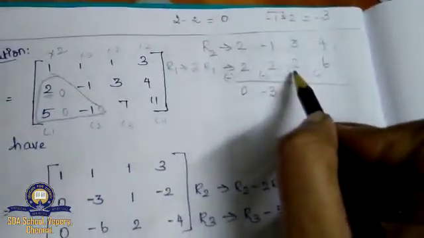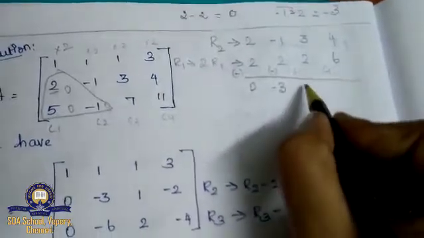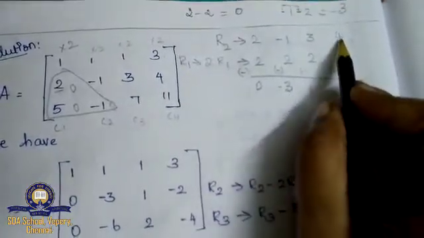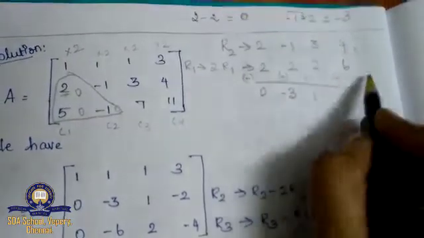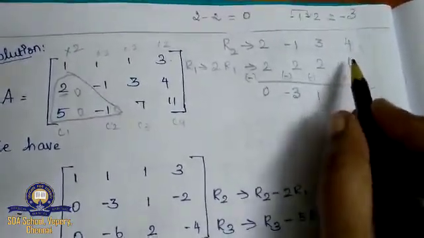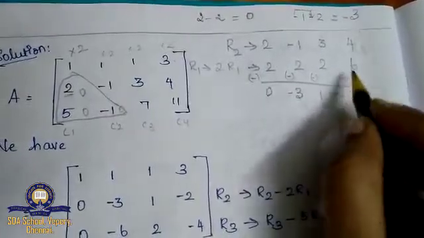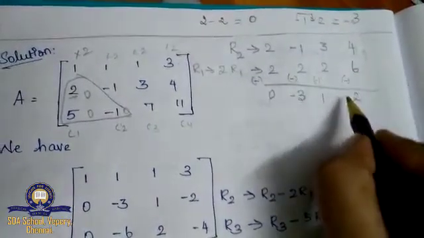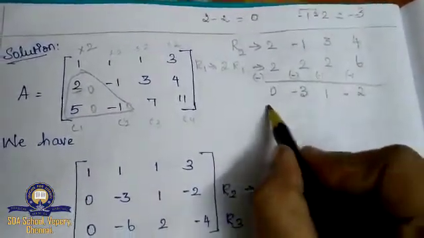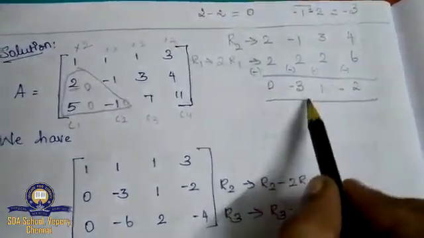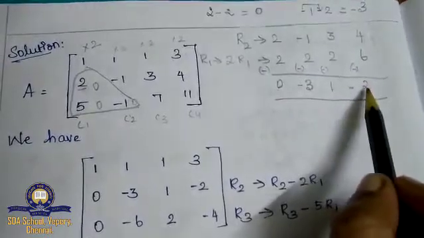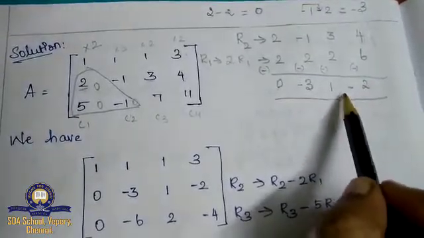And the third number, 3 minus 2, is 1. Similarly, 4 minus 6. Here it is plus and here it is minus, so you have to subtract. 6 minus 4 is 2, and the greater number's symbol is minus. So what is the corresponding value for row 2? 0, minus 3, 1 and minus 2. This is going to be your new value for row 2.